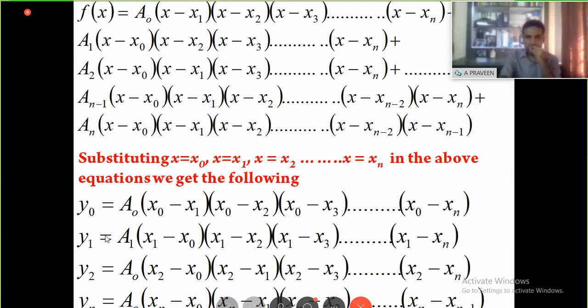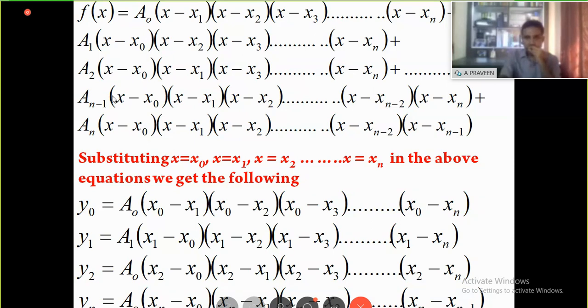Now again, if I substitute x equal to x2, you can see the first term, the a0 term, this entire first line will vanish. This also will vanish because I'm substituting x equal to x2 in x minus x2. This also will go off. Whereas here, you don't see x2 anywhere, so your x can take x2 and it will remain there.